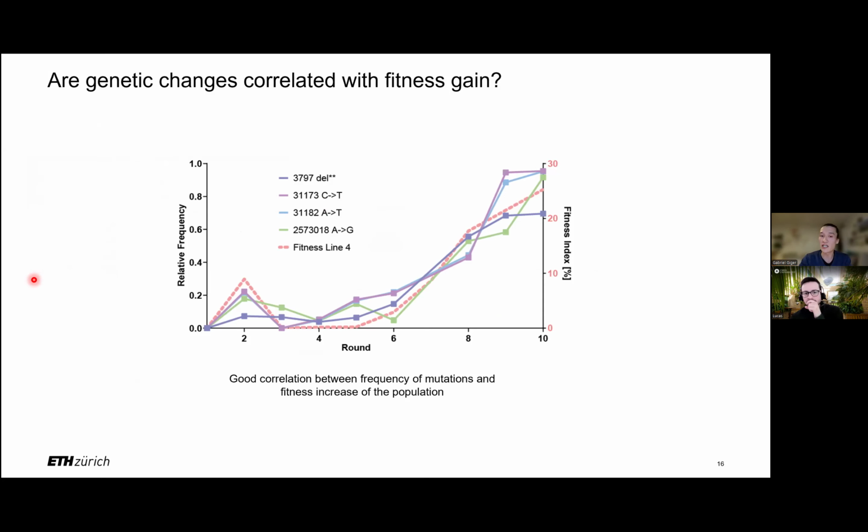These mutations were found already early on in the experiment and started increasing. In the dotted line, you have the fitness of line 4, and then you have these 4 different mutations plotted over time as well. And you see that they are almost fixed in the fungal population at the end. However, this is really a correlation, and to this day, we cannot say that these mutations are the underlying cause. We do not have proper proof of causation.